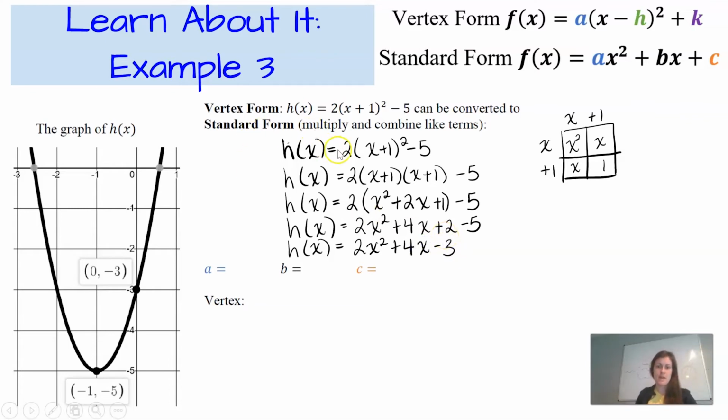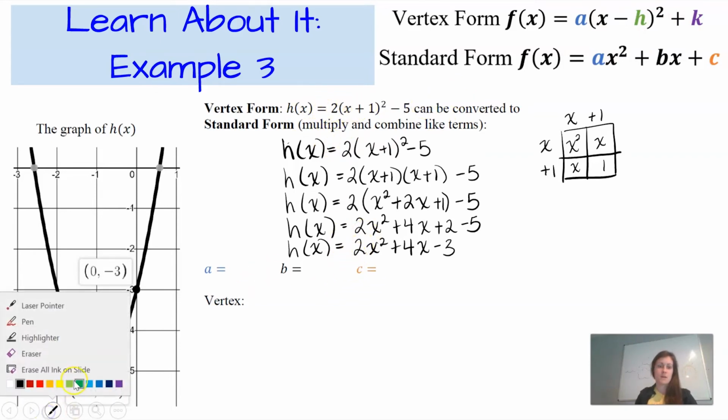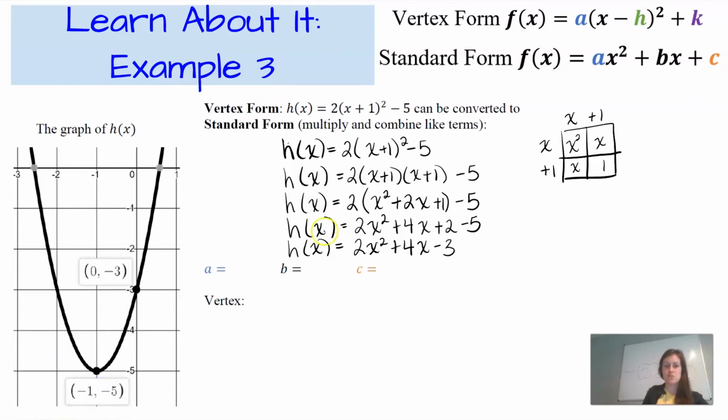So what's great about this is that my a values are the same. My a value in vertex form is the same as my a value in standard form. So my a value is 2, and that tells me that my graph is opening up and that the vertex is a minimum. My b value is 4, and my c value is negative 3. And remember, the value of c tells us the y-intercept as an ordered pair, and if I look over here at the graph of h of x, I can feel good about my work because the y-intercept is in fact 0, negative 3.